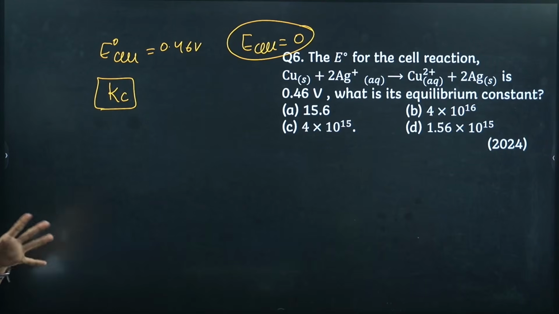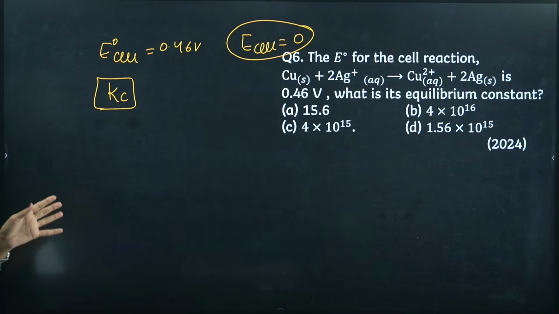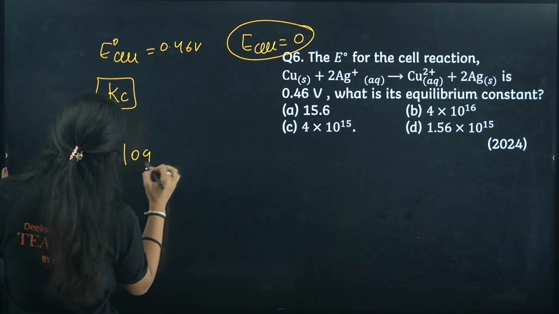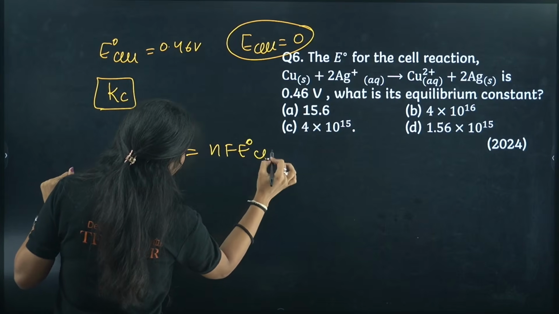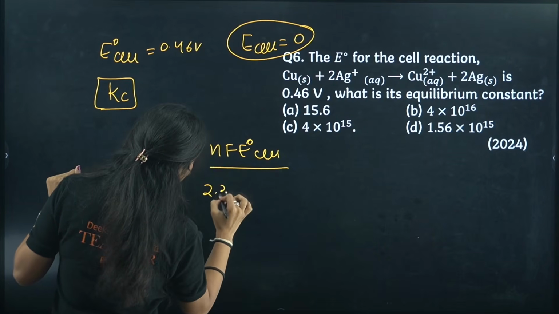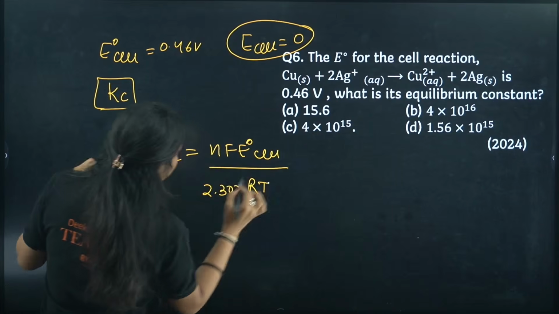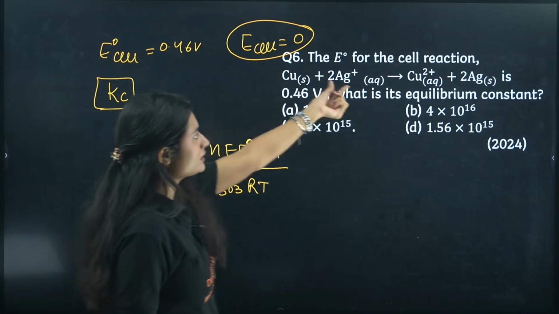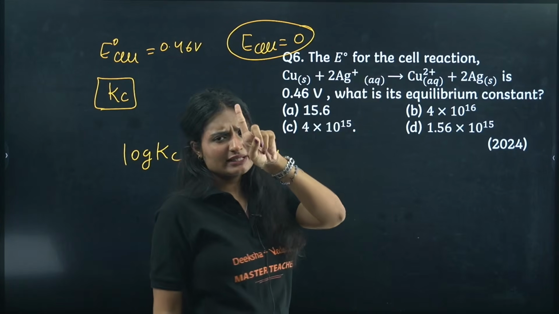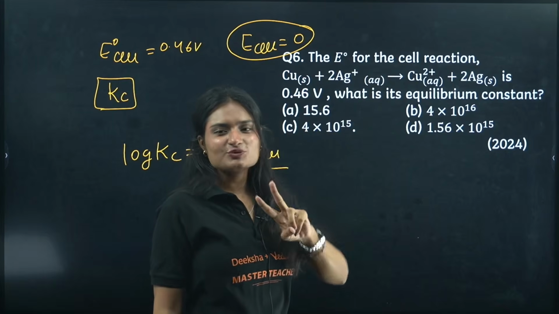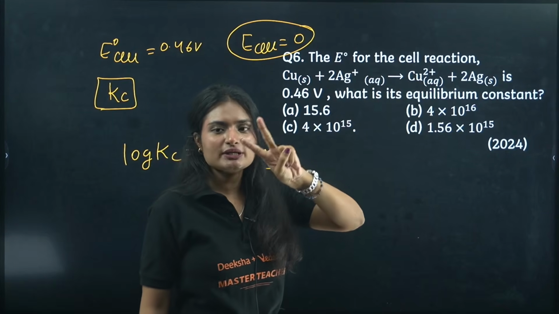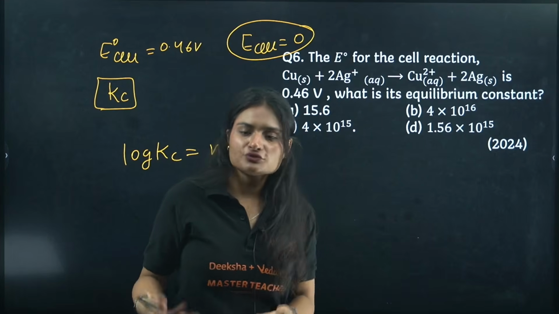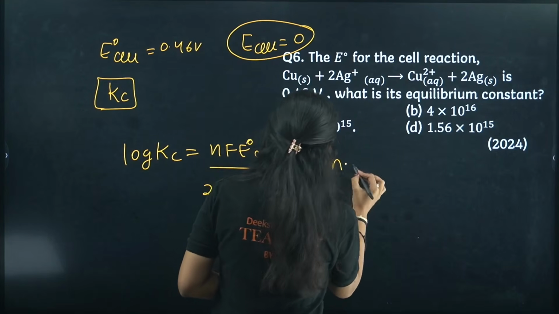Now the relationship between equilibrium constant and E naught cell is like this. Log of Kc equals n F E naught cell by 2.303 RT. Now, how many electrons are involved here? 1 Ag positive needs 1 electron, right? 2 Ag positive means 2 electrons are involved, and copper is converting to copper 2 positive. That means a loss of 2 electrons is involved. That means the number of electrons is 2.